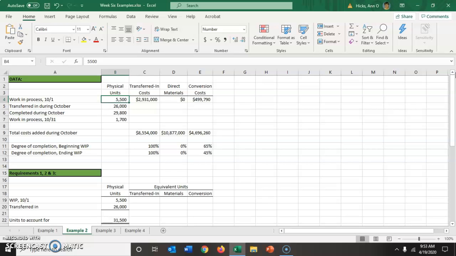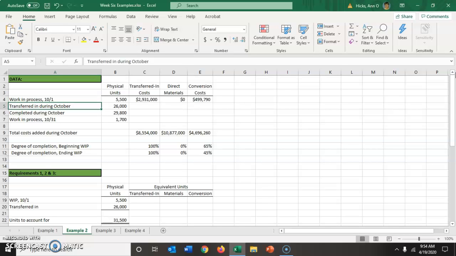So at the beginning of October, there were 5,500 units sitting in WIP for Department 2. These units had transferred in cost of $2,931,000. These would have been the costs transferred in from Department 1, 0 material costs at this point, and conversion costs of $499,790. Now, what we're assuming in here is that all materials are added at the end of the period, at the end of the process.